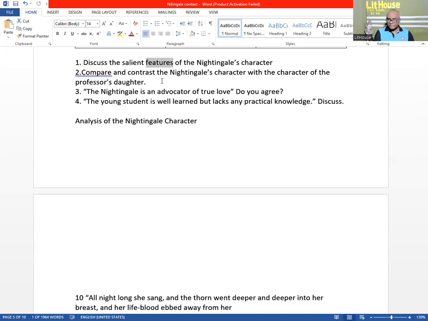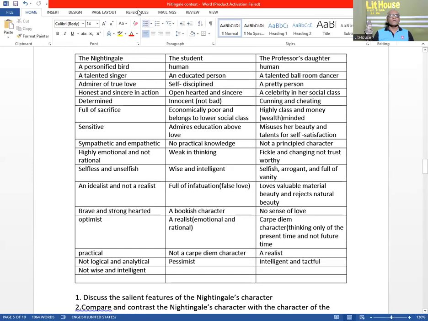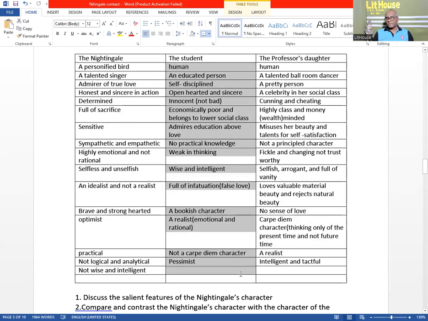Again, the student's character. Right. To answer such questions, these are the kinds of questions that come in the exam. Right? They are all based on the character qualities of these characters, right? To answer these questions, you have to remember their character qualities. You have to remember these character qualities.